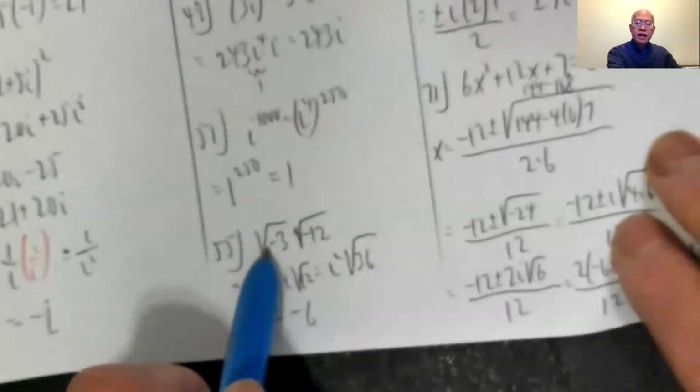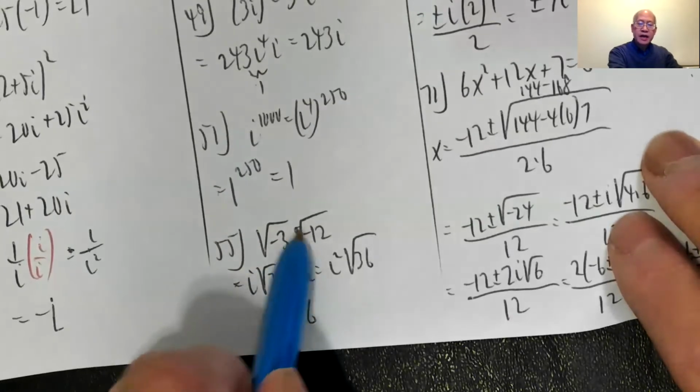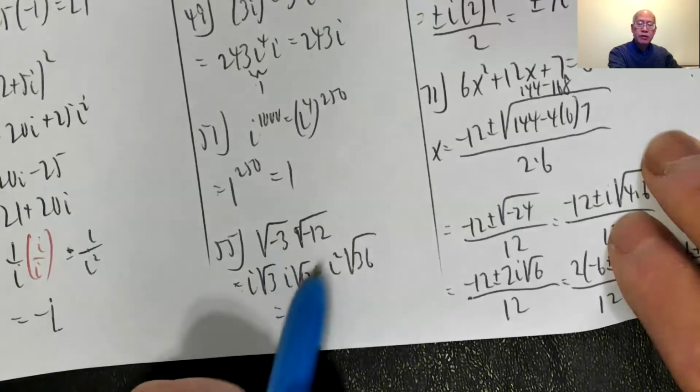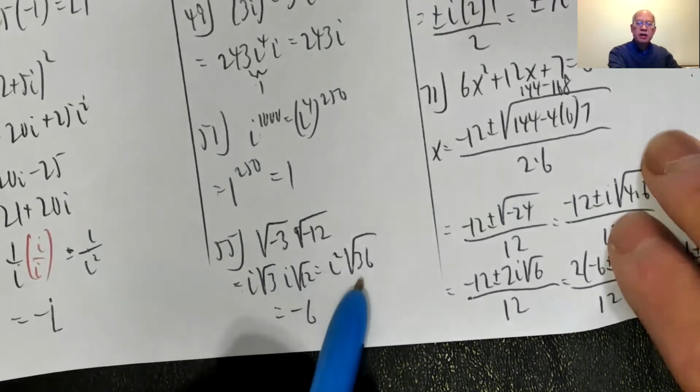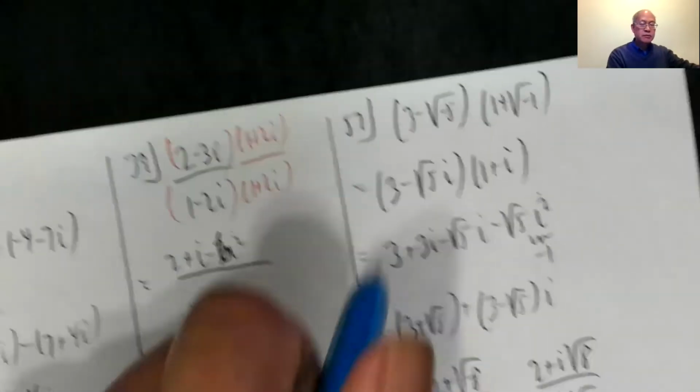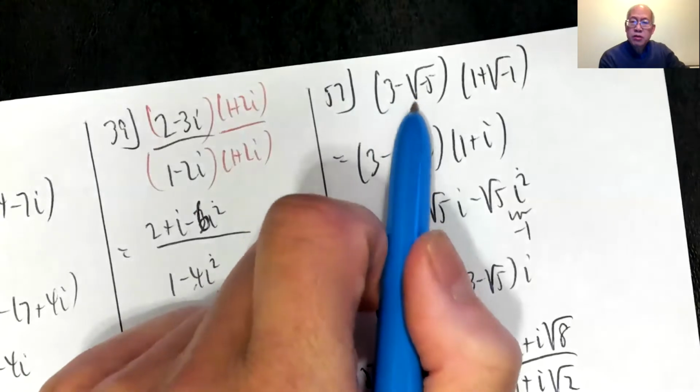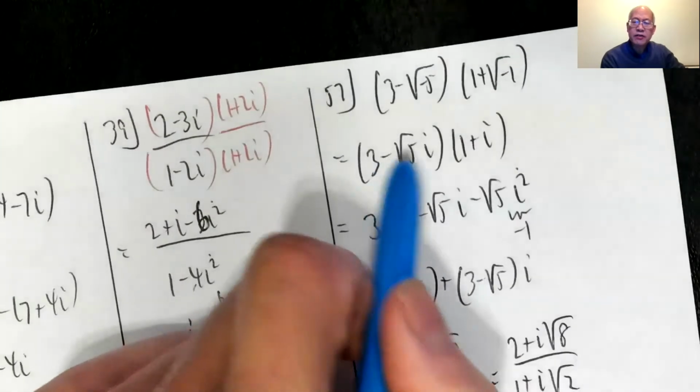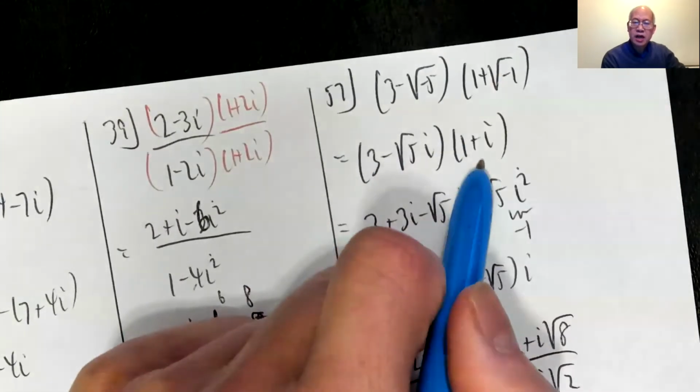55, square root of a negative, take the negative out as an i, take that negative out as an i. I have i squared times radical 36, -1 times 6, or -6. Okay, square root of -5 is radical 5 i. Square root of -1 is i.